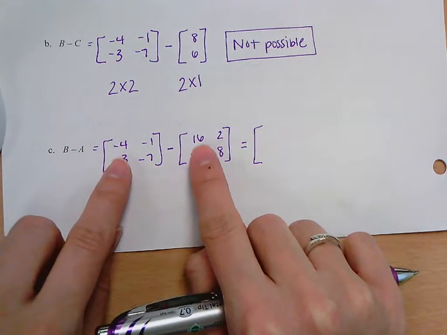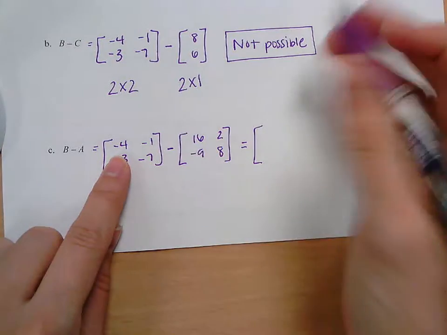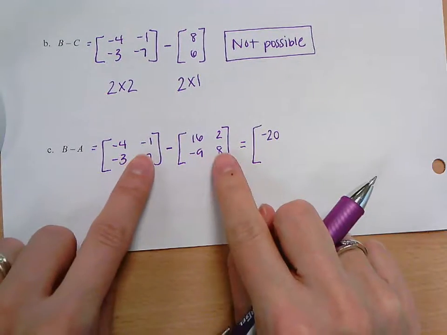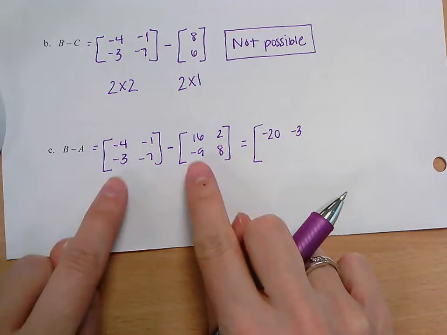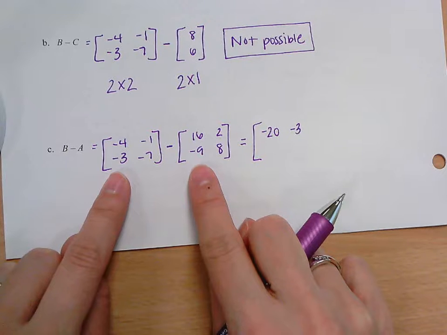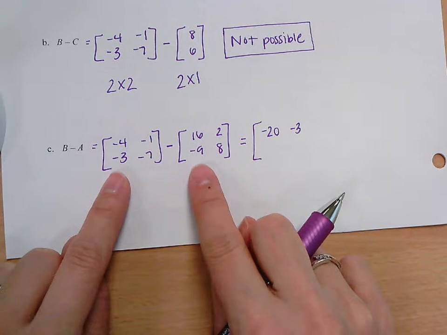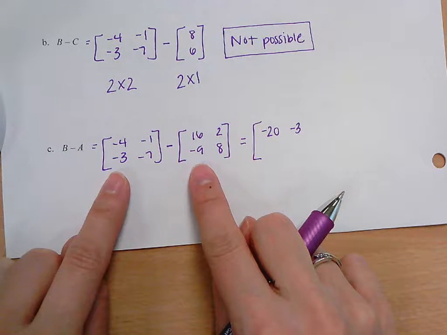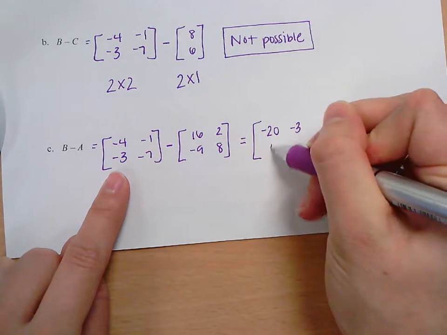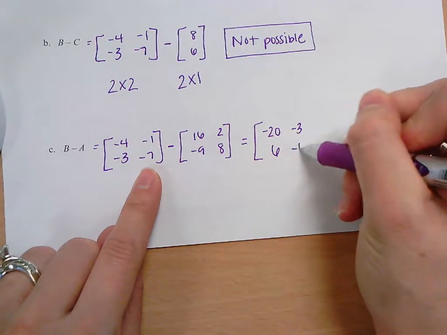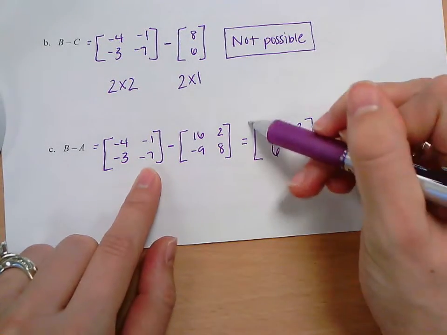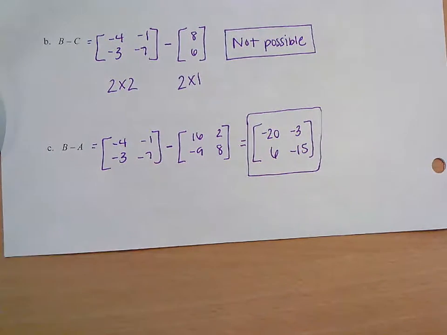So as I'm doing this, I have -4 minus 16, so -20. And then -1 minus 2 is -3. Here's where you need to remember it most when you're subtracting a negative. So -3 minus -9 is really -3 plus 9. So that would be 6. And then -7 minus 8 is -15. So just in general, we'll always have to be more careful with subtraction versus addition.